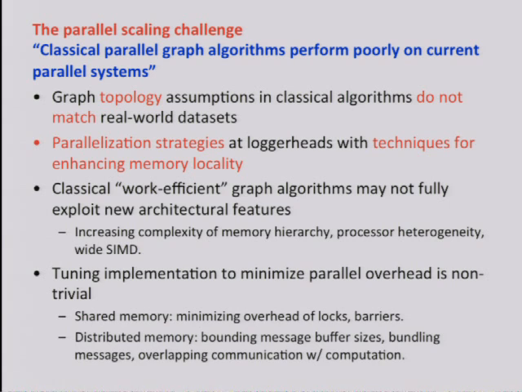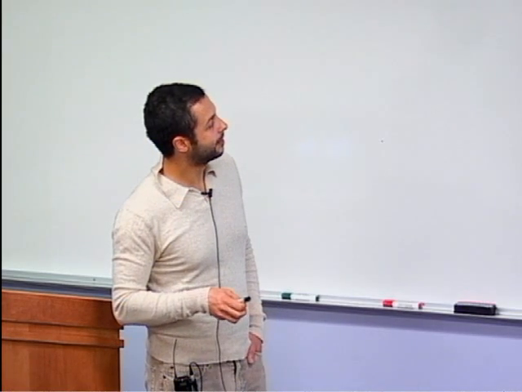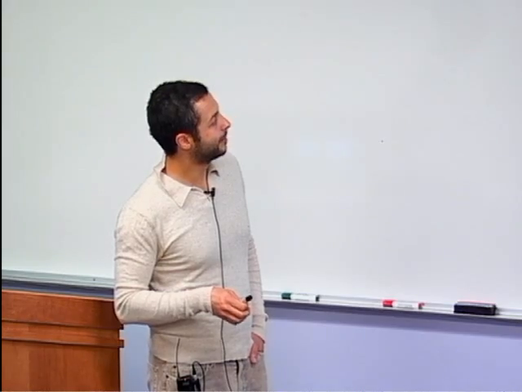Parallelism, there's a lot of text in this slide, but the more important thing is really that the topology assumptions in some of the algorithms don't match the real data sets. So first look at your data set and figure out what is the best algorithm that's possible to solve your given problem. And locality is important in any graph code. For shared memory, you want to minimize the locks and barriers. For distributed memory, you want to care about communication. Question: the loggerheads means that if you want to get more parallelism, it requires more communication. Is that what you're saying? In general, yeah. Okay.